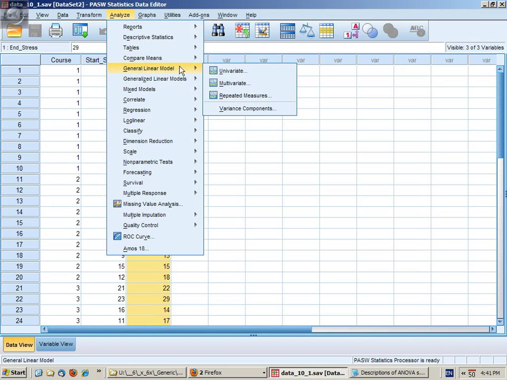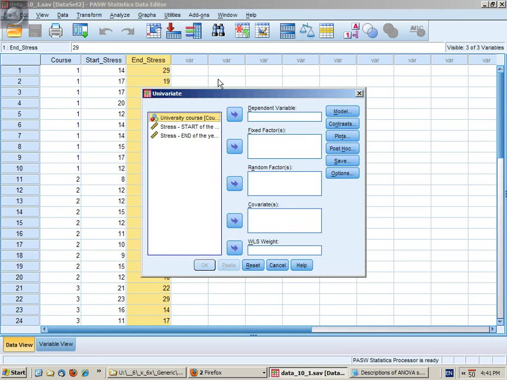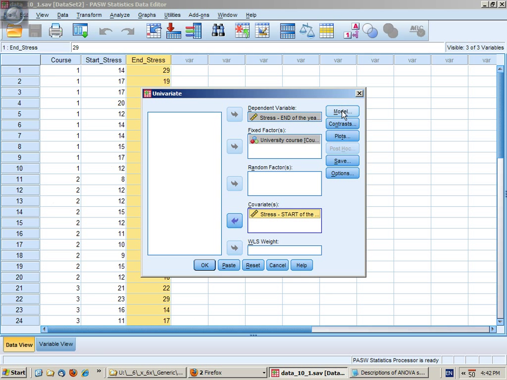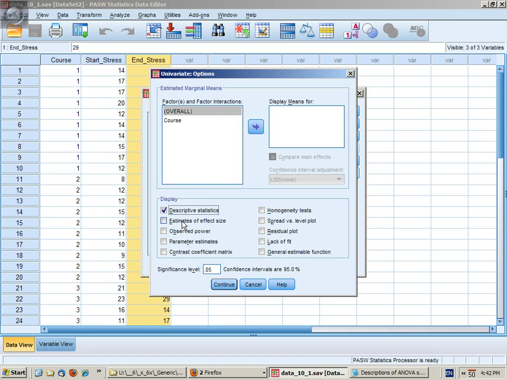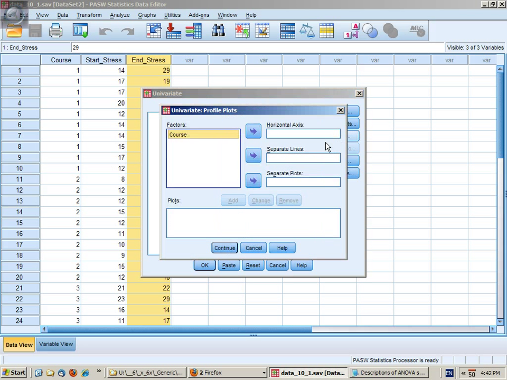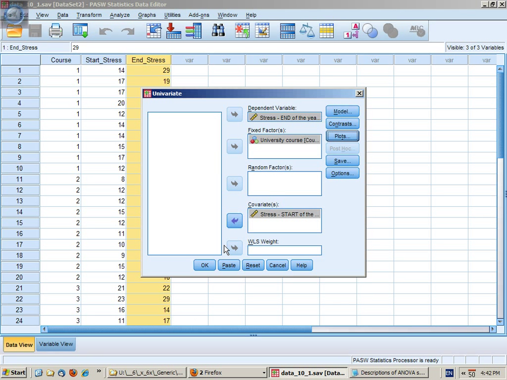So, General Linear Model, and we'll choose Univariate because we're going to conduct this basically as a one-way between subject ANOVA. So stress at the end of the year is our dependent variable. Course is our fixed or independent variable. And then we have start stress as the covariate. And we can ask for descriptive stats, effect size, power, homogeneity tests. We can put these in. We could ask for plots, and that's all we need to do.